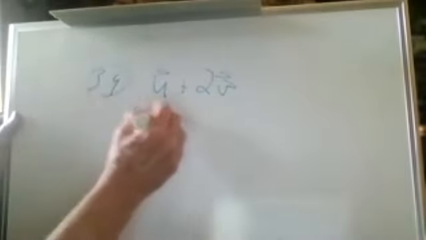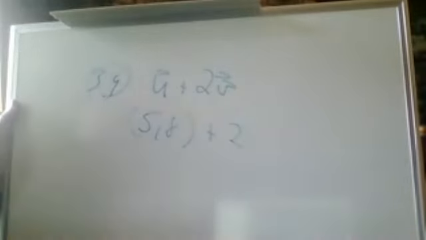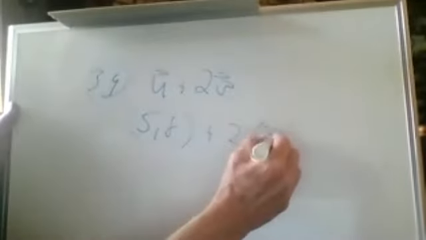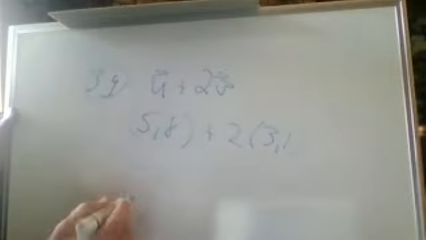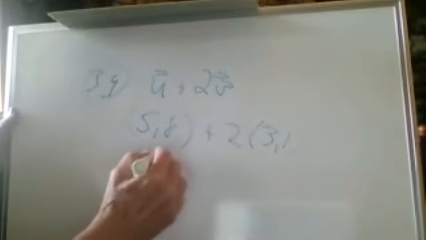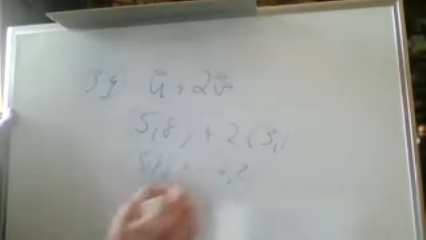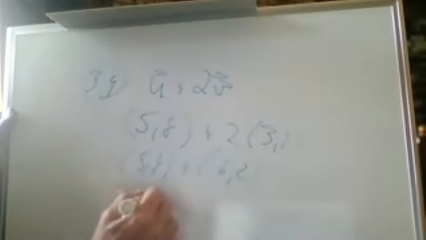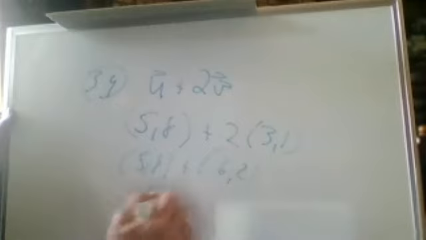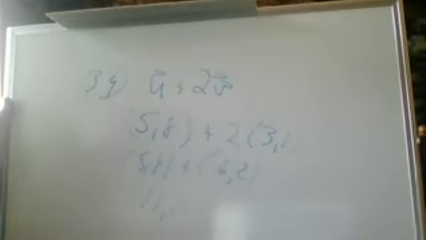Be careful of the order there. Plus 2 times vector V, and vector V is 3 and 1. So just basically arithmetic. We have 5 and 8 plus 2 times 3 is 6, 2 times 1 is 2. So 5 plus 6 is 11, 8 plus 2 is 10, and my answer is 11 and 10, which is pretty simple. And that's what you're doing with 40 through 42.